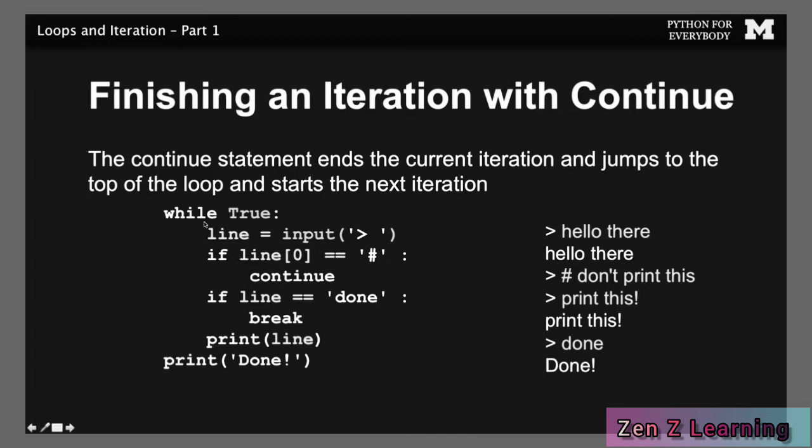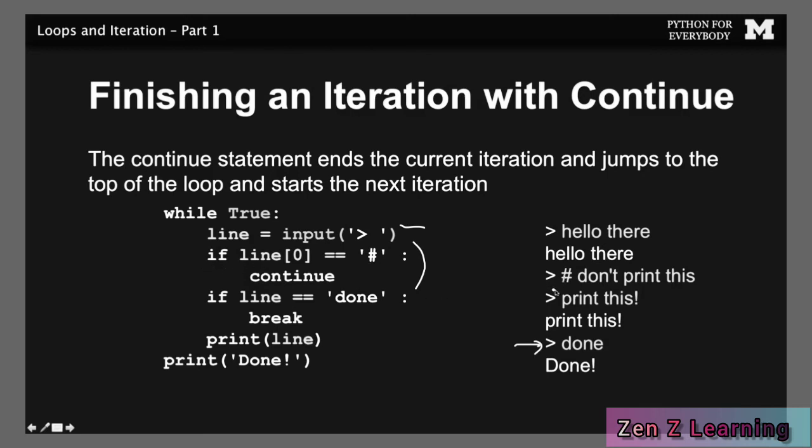So we have taken this exact same bit of code, and the only bit we added was right here. We read a line. If the first character is a pound sign, we continue. If the entire line is done, we break. And so breaking is what gets us out at this point. Get out, we say done.